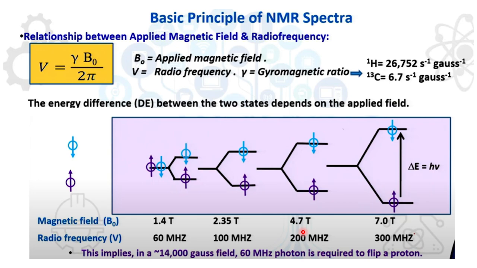Yes, that radio frequency, even at 7 Tesla, can still match. But if you provide IR, it will not match, because IR has a higher energy. So the energy difference that is generated here is covered by the radio frequency only. You cannot provide IR or something else, that will not flip that spin.